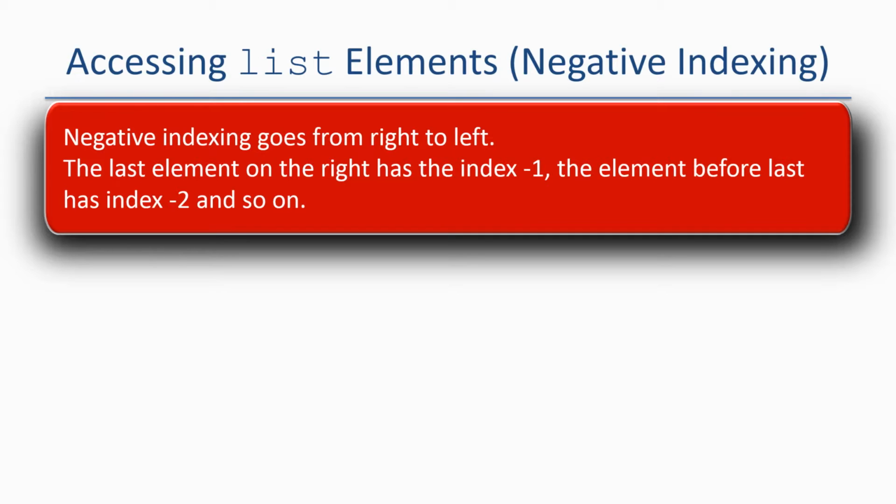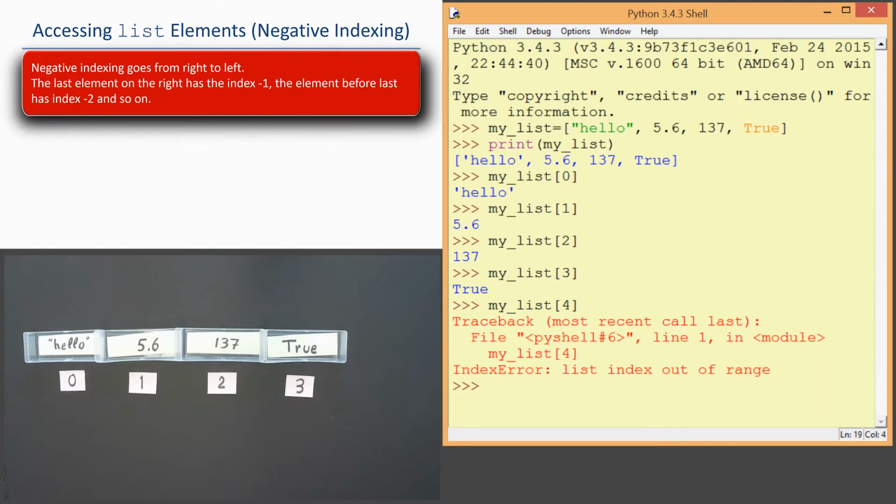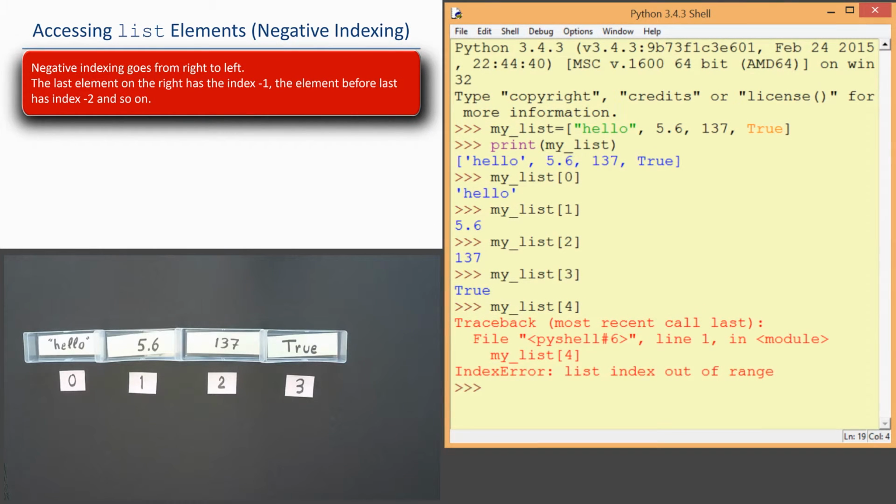Now in negative indexing, indexes go from right to left, and the last element on the right has the index of -1, and the element before last has the index of -2, and so on. So let me show you the example again using the boxes that I have. So I'm going to put the negative indexes on the top.